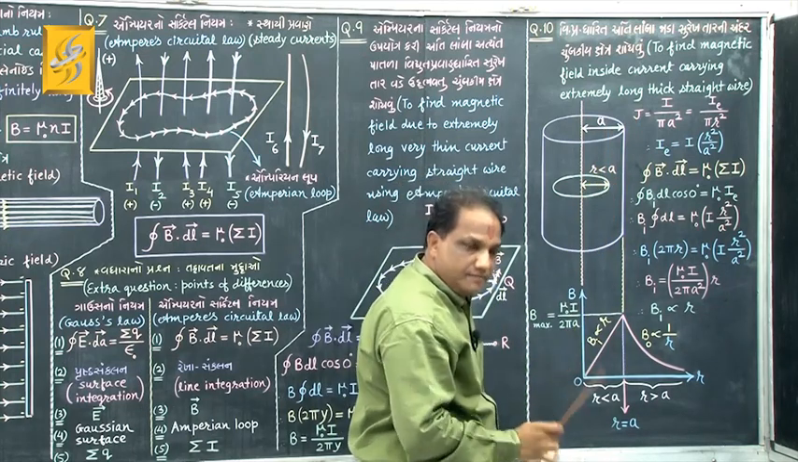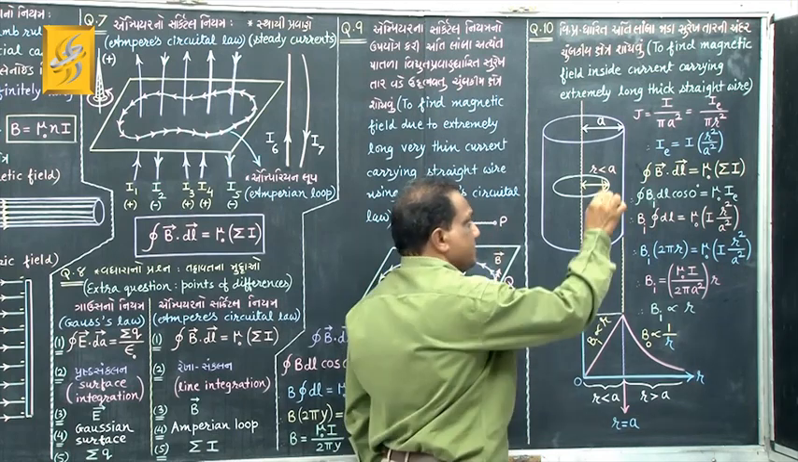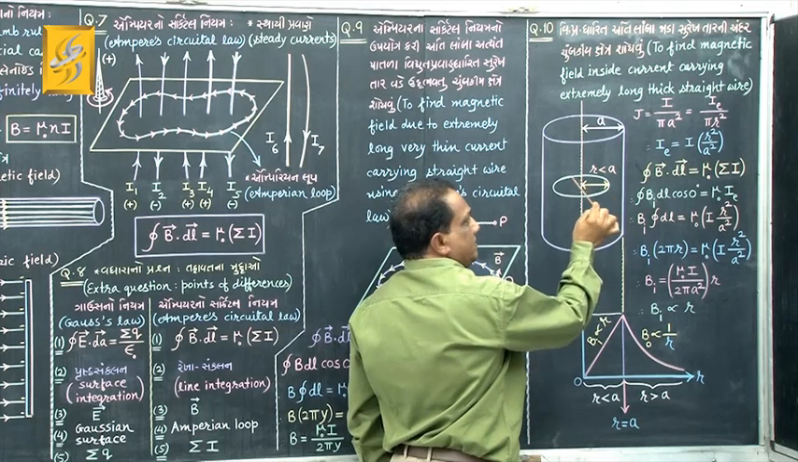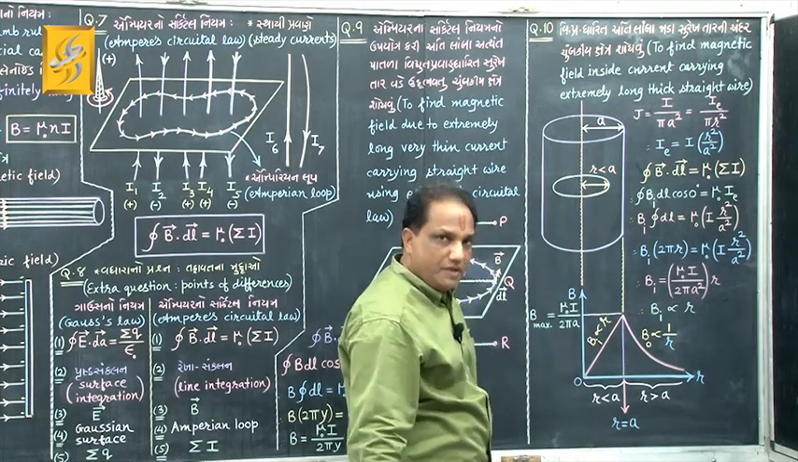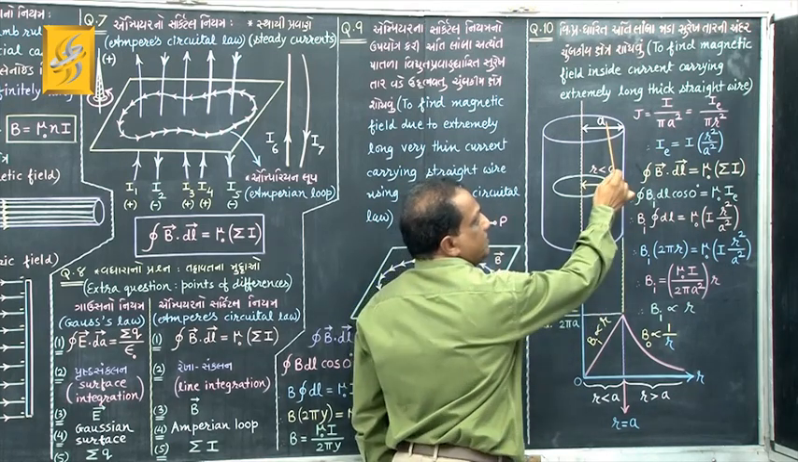Correct? Now we are interested in finding out the magnetic field at some inside point. Okay. Then please consider this Amperian loop inside the wire. Because it is inside the wire, this radius will naturally be smaller than this radius.